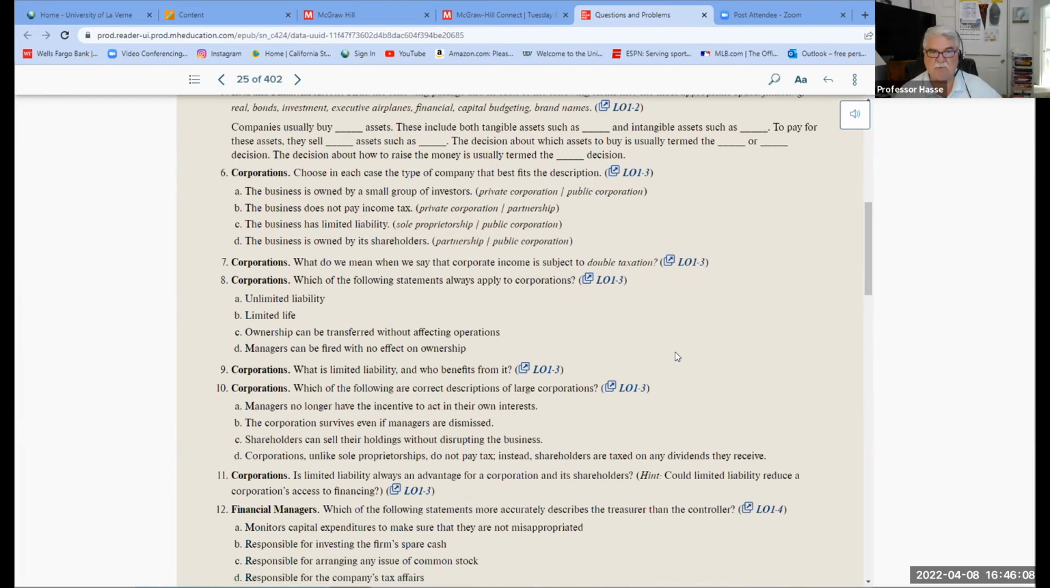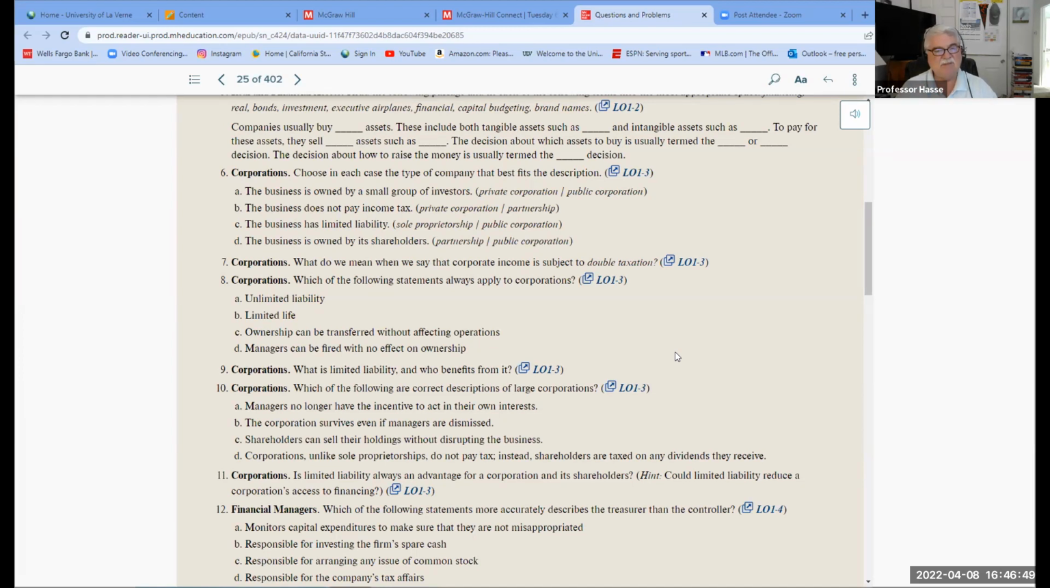Let's look at question 7, which is a good one. What do you mean when we say that corporate income is subject to double taxation? In other words, the income that Apple Computer makes, which is a lot, billions of dollars every quarter, is double taxed. Here's what that means. In a corporation, once they have a profit, they have to pay a tax on that profit to the government, to the state they do business in, to the federal government, the corporate tax. Generally speaking, the corporate tax rate is roughly around 22%, depending on what state you live in.